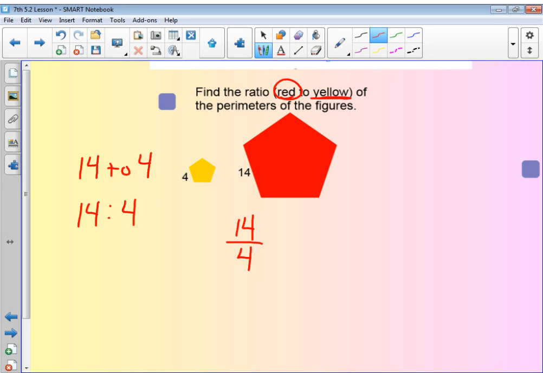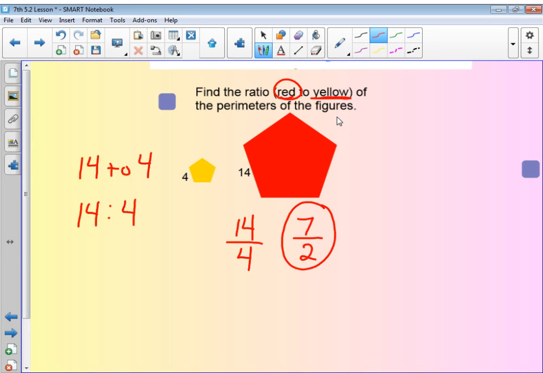to lowest terms. So a number that would go into each of these would be 2. So I could divide by 2. So 14 divided by 2 would give me 7. And 4 divided by 2 would give me 2. Okay? So our red figure is 7/2 the size of the yellow, or 3.5 times the size of yellow. Okay, this is my final answer. Now, that was because of the way that it was asked. It was asked red to yellow. Had they asked yellow to red, well, then we would just flip that over. It'd be 2/7.